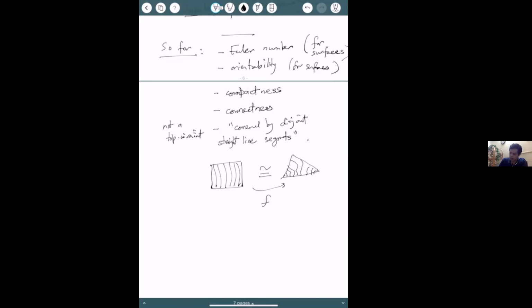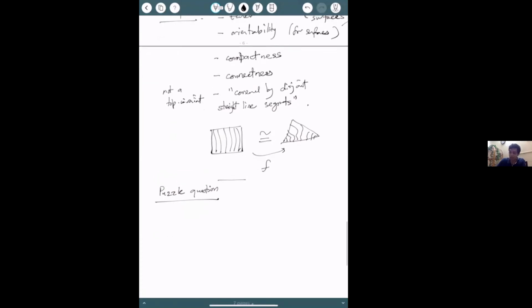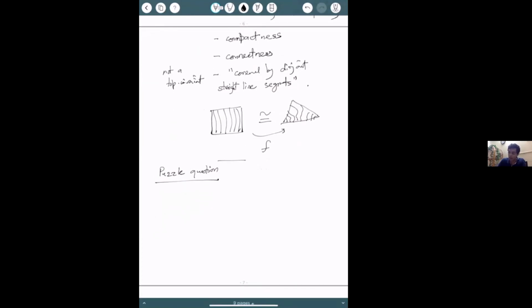So let me do that puzzle question, which I forgot about. The opinion seems to be divided: some of you think you can't do it, some of you think you can, some of you don't. So let me tell you what the answer is. The answer is you can.